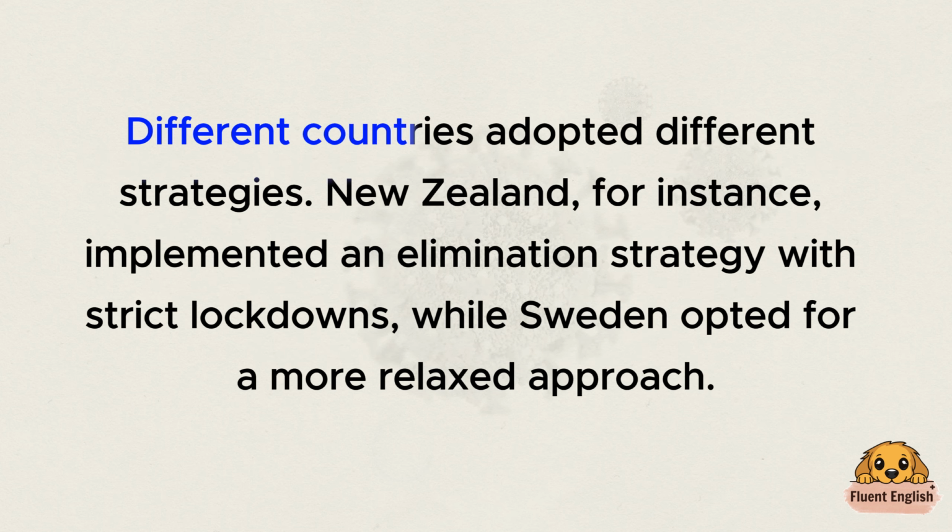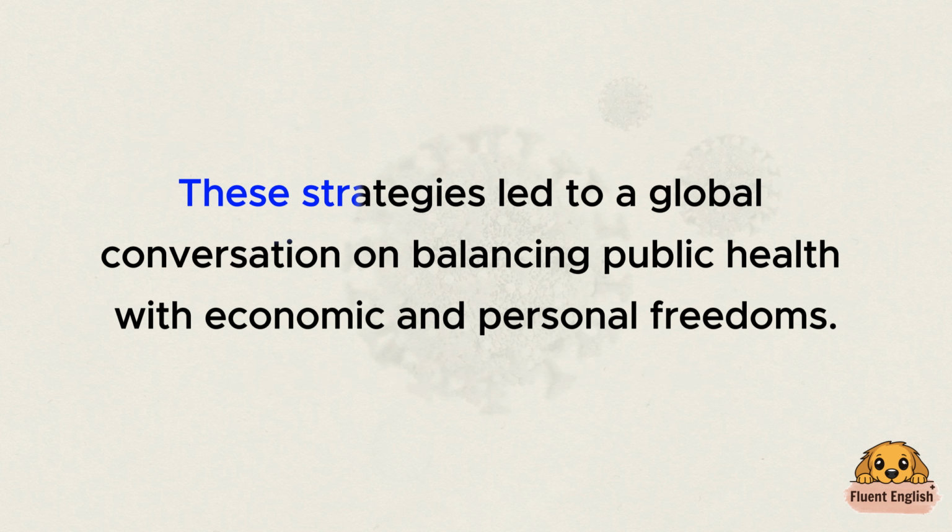Different countries adopted different strategies. New Zealand, for instance, implemented an elimination strategy with strict lockdowns, while Sweden opted for a more relaxed approach. These strategies led to a global conversation on balancing public health with economic and personal freedoms.